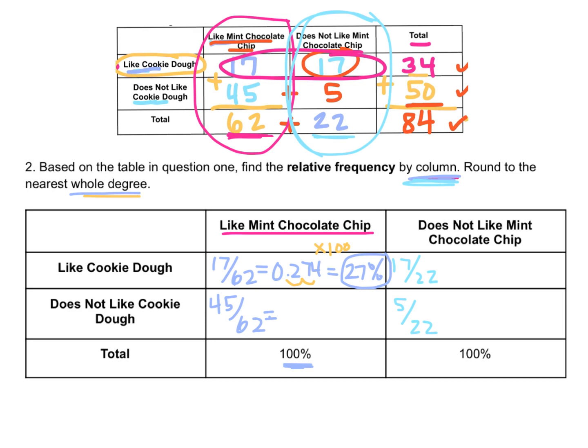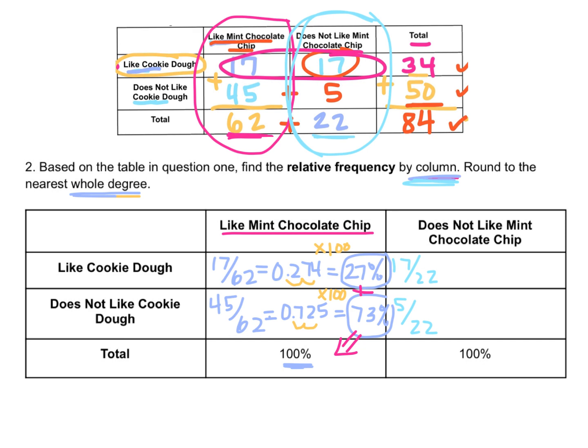Okay, 45 out of 62. And I'm going to divide that, and I get 0.725, etc. Okay, now either your choice. You can move the decimal 2 places, or you can multiply that by 100. You'll get the same thing. And this one will round up because I'm rounding to the nearest whole degree. So this rounds to 73%. And now I should just double check that 27% plus 73% should equal 100%, which it does.